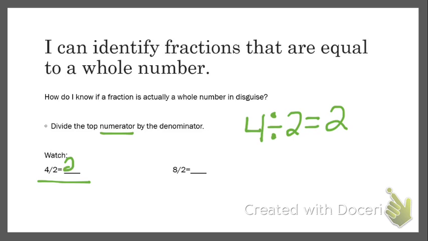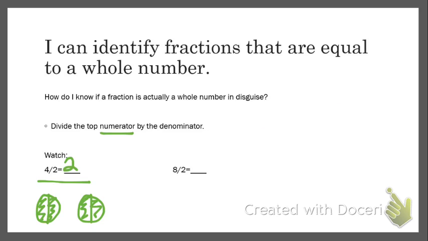So 4 halves is actually the same as 2, and let's check this out, okay? 1 half, 2 halves, 3 halves, 4 halves. Well, I have 2 whole shapes colored in, so yeah, it is equal to 2. Let's look at this one. It is 8 halves, okay? So again, I'm going to just divide the numerator by the denominator, so 8 divided by 2, okay?